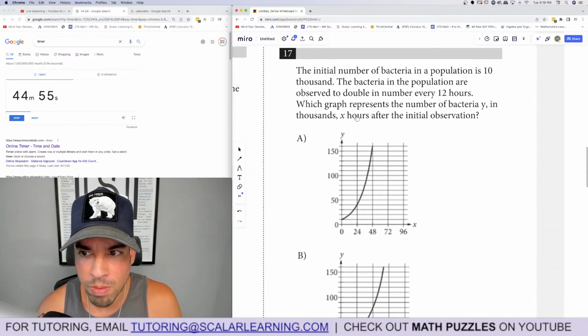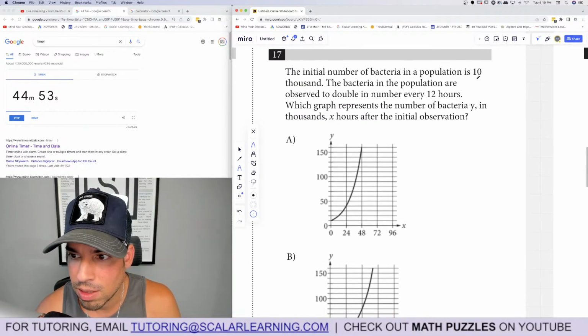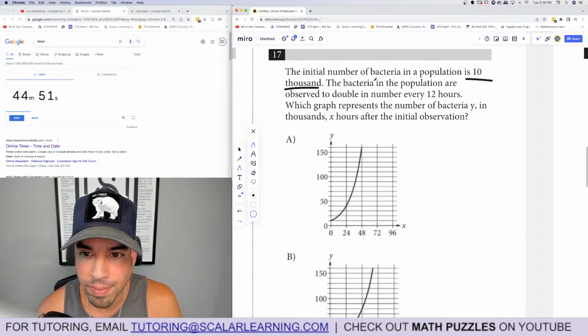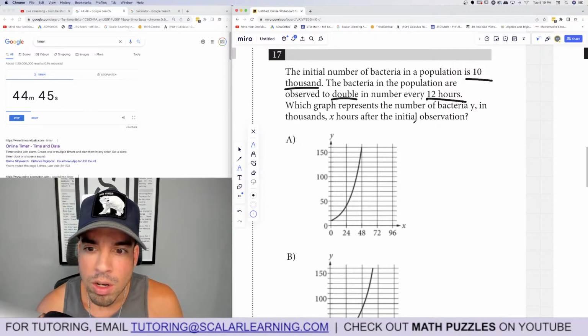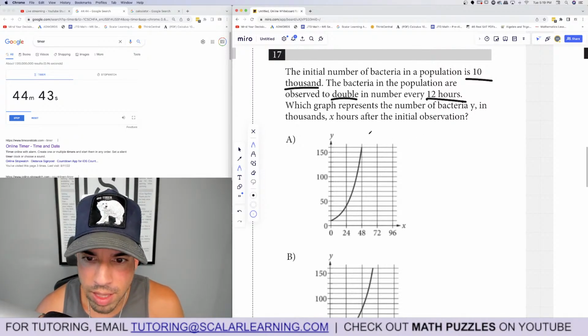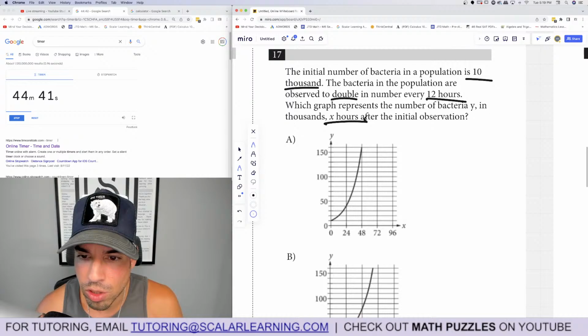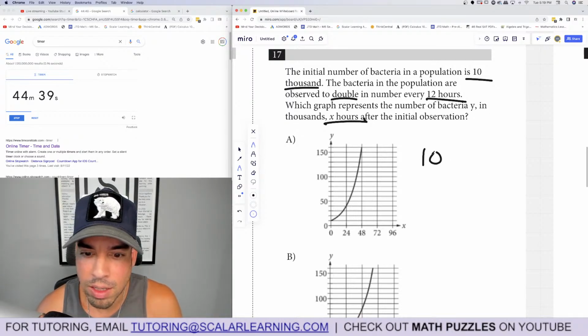17. The initial number of bacteria in a population is 10,000. The bacterial population is observed to double every 12 hours. Which graph represents the number of bacteria, in thousands, after X hours? So here we have 10. It's in thousands, right?